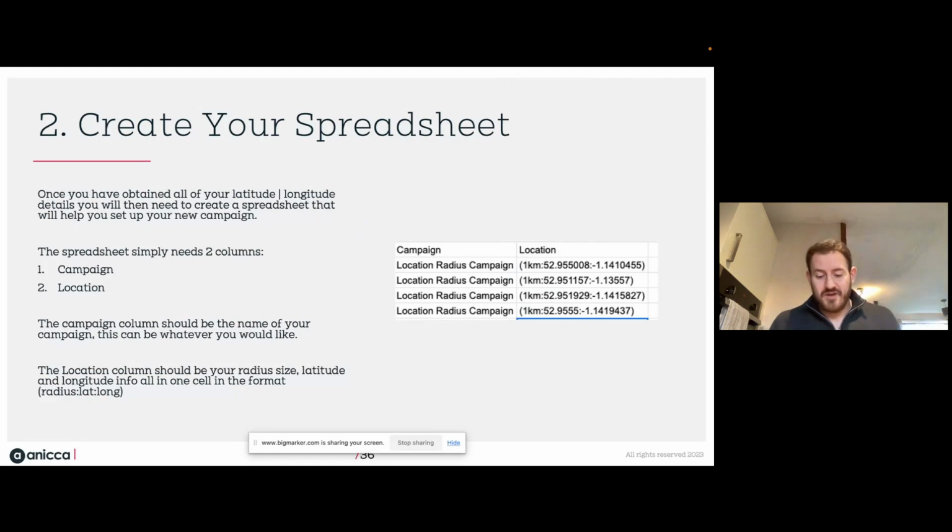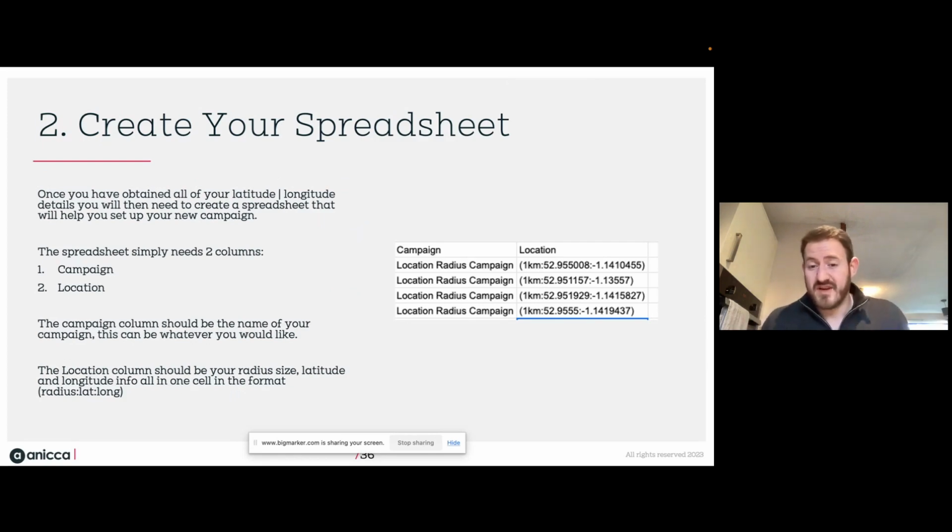Step two is to create your spreadsheet in order to have your list of locations all in one place, all in one sheet in Google Sheets or Excel, whichever your preferred option is. So once you've obtained all of your latitude and longitude details, you'll then need to create this spreadsheet that will help you set up your new campaign. The spreadsheet quite literally just needs 2 columns. Your first column would be campaign.